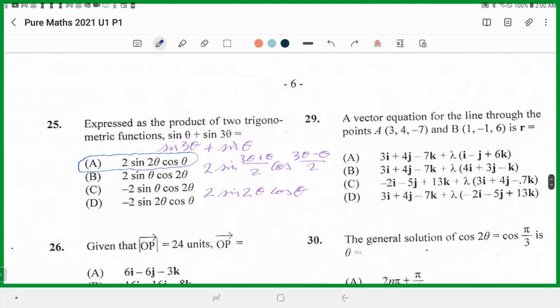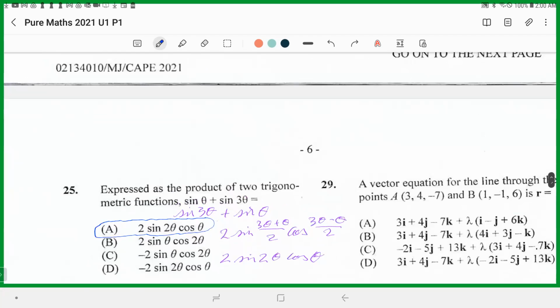But one thing you must know about the negatives is this. In case you get a negative, you must know that the cos of a negative angle is still equal to the cos of the angle. But the sine of a negative angle is minus sine of the angle. Same as tan: tan of a negative angle is minus tan of the angle. So this is good to know.